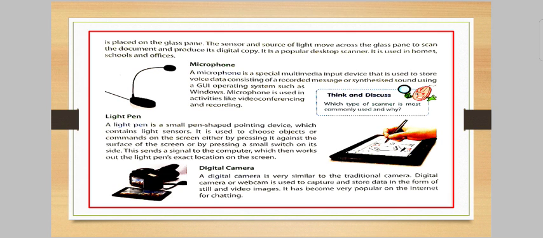Okay, next is the digital camera. We all know what the uses of a camera are. A digital camera is very similar to the traditional camera. A digital camera or webcam is used to capture and store data in the form of still and video images. It has become very popular on the internet for chatting.